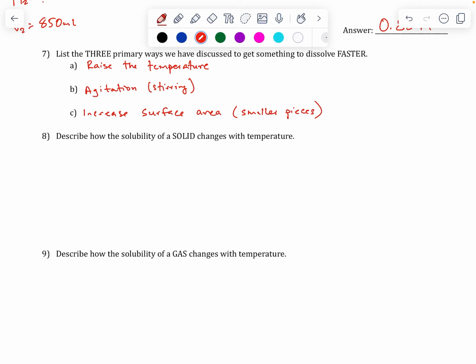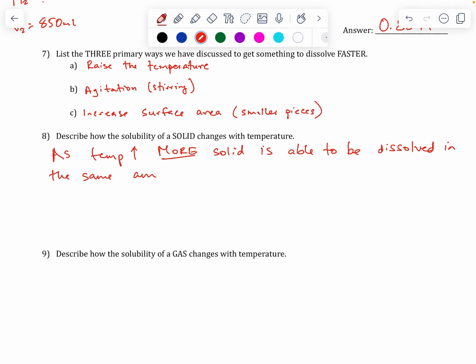Describe how the solubility of a solid changes with temperature. Basically, as temp goes up, more solid is able to be dissolved in the same amount of solvent. And remember, solute is what we're dissolving. Solvent is what does the dissolving, most often. That's going to be that 100 grams or 100 milliliters of water.